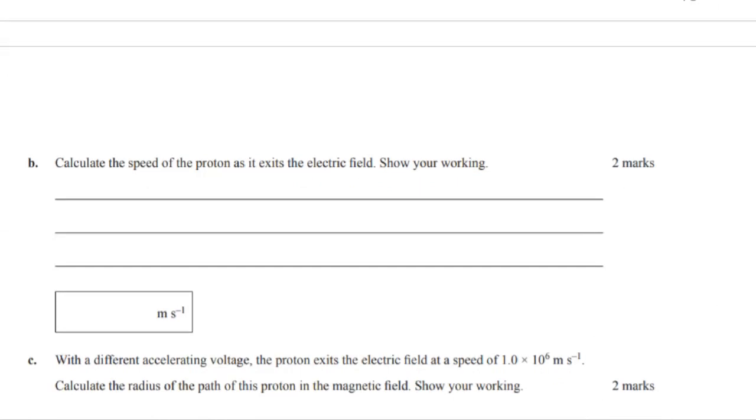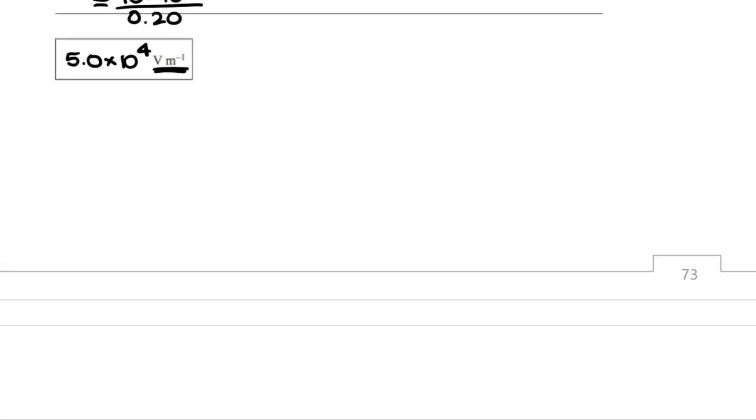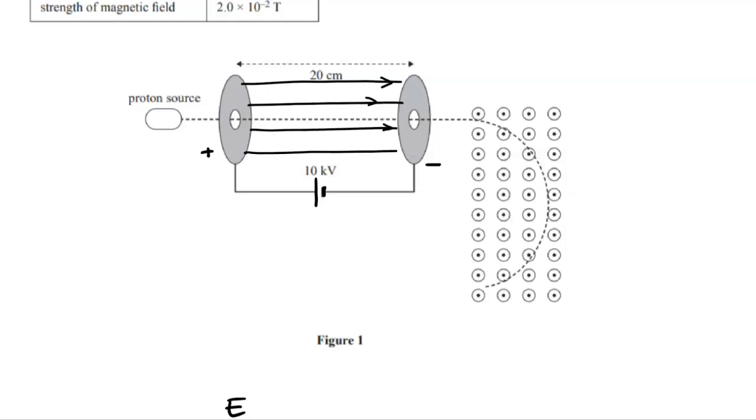Okay, calculate the speed of the proton as it exits the electric field. Show your working. That electric field, and if you're interested, we see this side is connected to the positive terminal of the battery, so this plate is positive here. This side's connected to the negative terminal of the battery, so this side's negative here. Our electric field's going to be pointing in this direction, and we need it pointing in this direction because this is designed to fire protons, and we need them to experience a force towards the right to make them go faster. So that all works nicely.